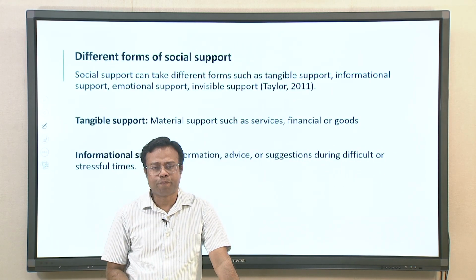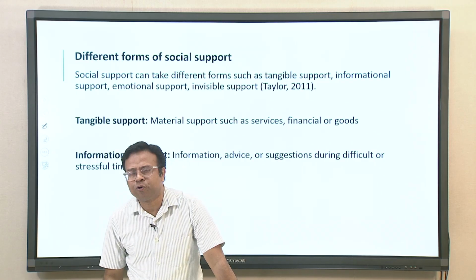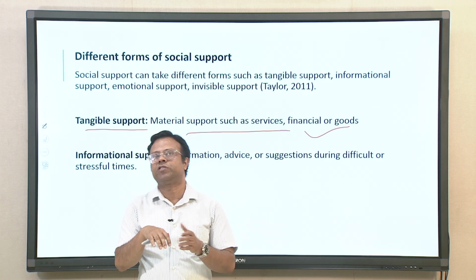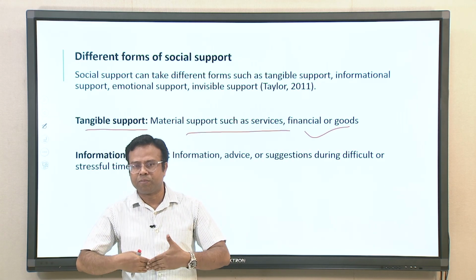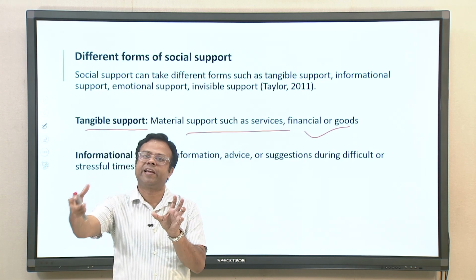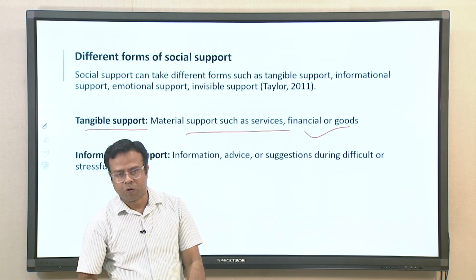So, there are different forms of social support, different categories or types of social support that we get from other people. These are some of the forms that we prominently see in terms of social exchanges. One is tangible support, which is material support such as services, financial help or goods. When people support you with some services, or they give you some goods or financial help, it is a very tangible thing. Somebody gave me something tangible; those are called tangible supports.